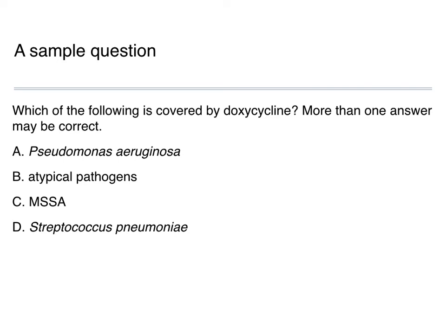Atypical pathogens? Yep, so atypical, so again, Chlamydia or Chlamydophila pneumoniae, Mycoplasma pneumoniae, Legionella, would have activity against all three of those. MSSA? Yep, good staph coverage. Streptococcus pneumoniae? Yes, so also good coverage of Streptococcus pneumoniae. And again, a reason that we could use doxycycline in respiratory tract infections.